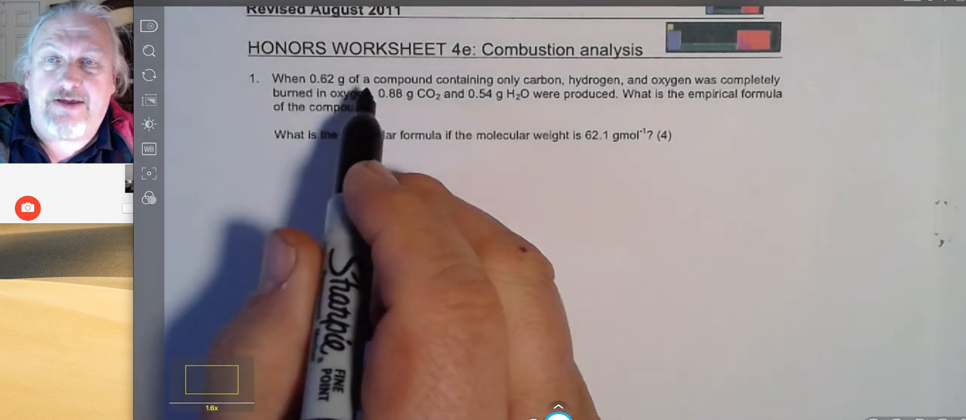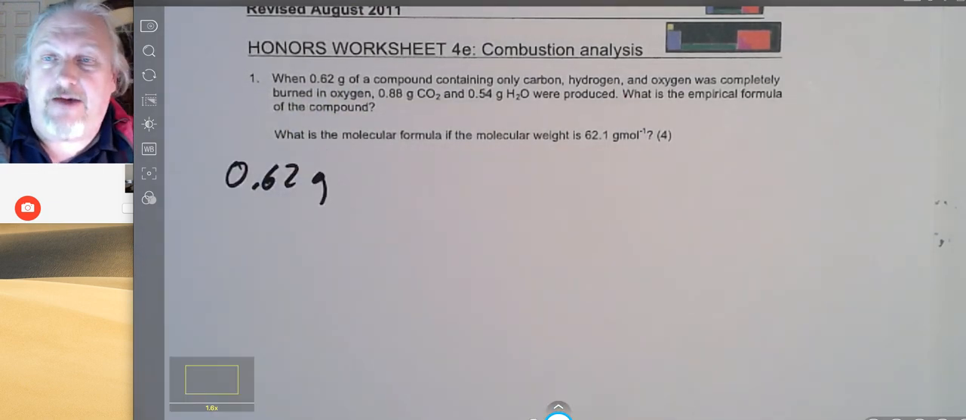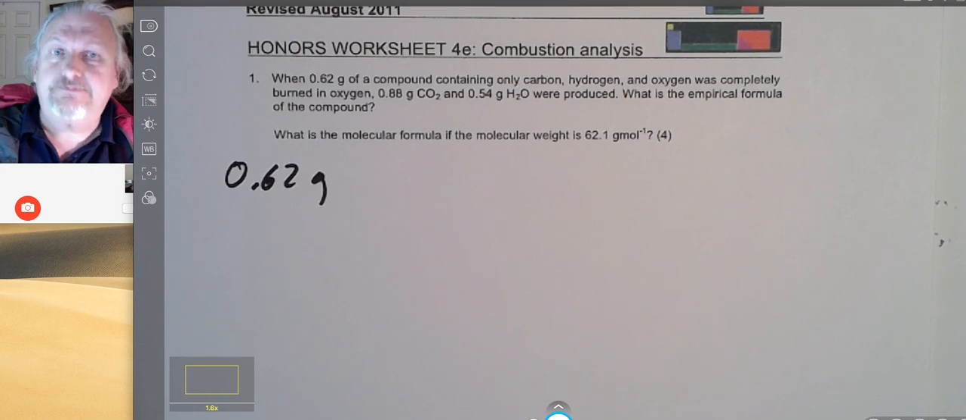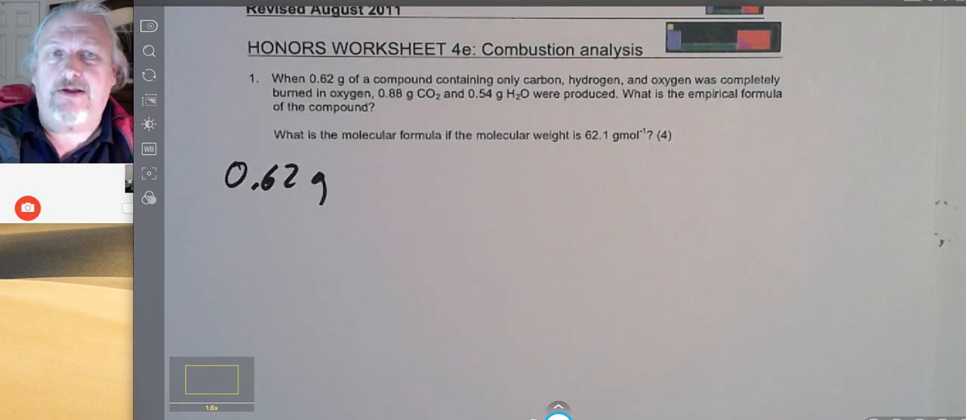It says we have 0.62 grams of a compound that only has carbon, hydrogen, and oxygen. So if it's carbon, hydrogen, and oxygen, I can find the number of moles of carbon. I can find the number of moles of hydrogen. Oxygen, I'm going to have to take those moles for the compound, convert those into grams, so subtract it from the total, and that'll give me the grams of oxygen that's a part of that compound. We'll work through it and we'll see it.